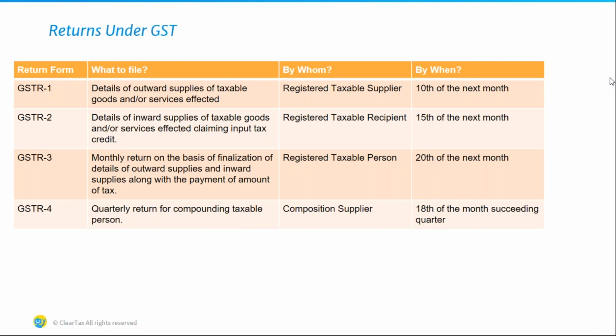So GSTR 4 is a quarterly return. A composition dealer is required to file a return on a quarterly basis, and this return has to be filed by the 18th of the next month. So essentially, a composition supplier is required to file 4 returns in a year, one for each quarter, and then eventually another return which is the annual return, a consolidation of all these returns.